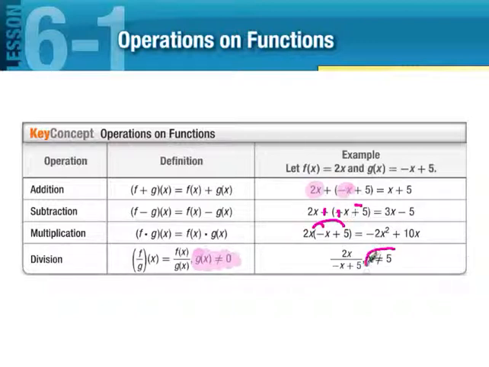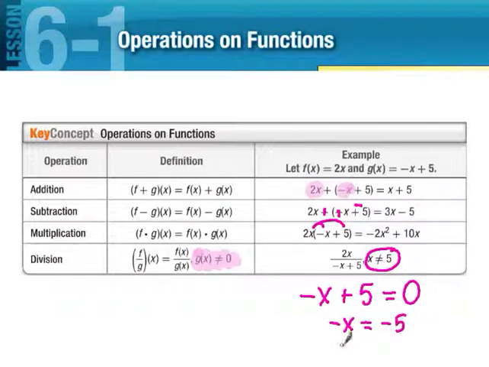The biggest thing you need to understand is this statement right here. Where does it come from? Negative x plus 5 equals 0. That's all we're doing, setting it equal to 0. So if I subtract 5, I get negative x equals negative 5, or x equals 5. And so we're saying x can't be 5, because then that denominator will be 0.